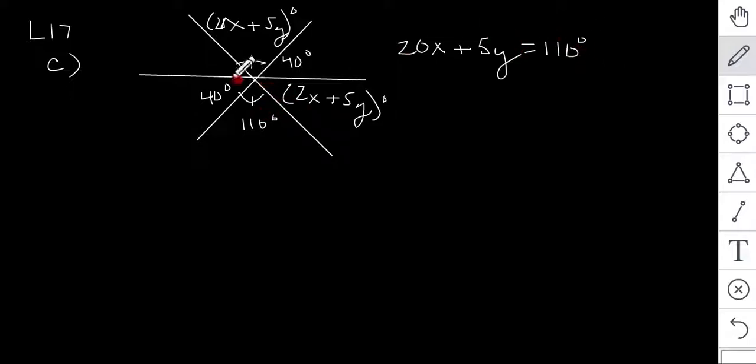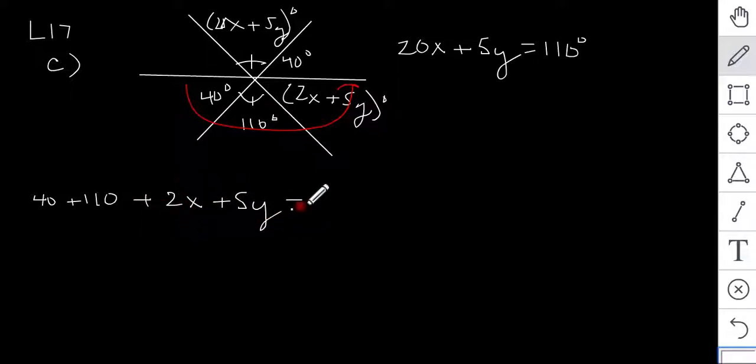And we don't have any other vertical angles that we can set equal, but we know that these 3 angles have to add up to 180 degrees. So I'm going to do that below. I'm going to set them equal to 180 degrees. 40 plus 110, because they lie on a straight line and a straight angle is 180 degrees, plus 2x plus 5y equals 180. And we're going to get 2x plus 5y, and if we subtract 150 from 180, we're going to get 30.